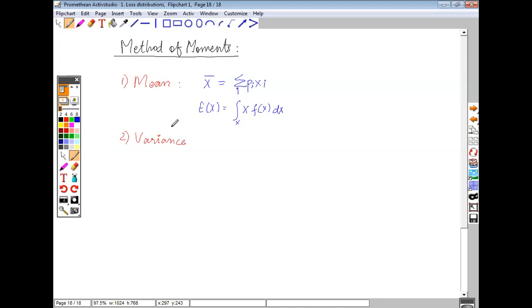But why do you guys think we need the variance as well? Any clue?